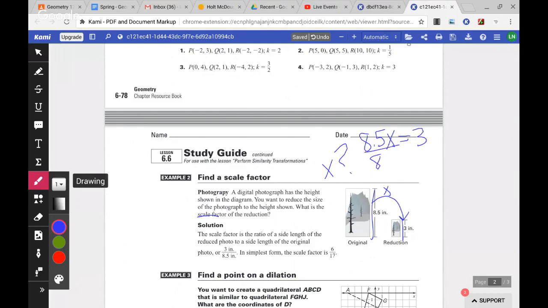Divide both sides by 8.5. And yes, you have a fraction there, but there's a decimal in your fraction. Don't leave that. To get rid of that 0.5 in the denominator, double it so it becomes a whole. So multiply your top times 2 and the bottom times 2. So 6 over 17 is your scale factor.